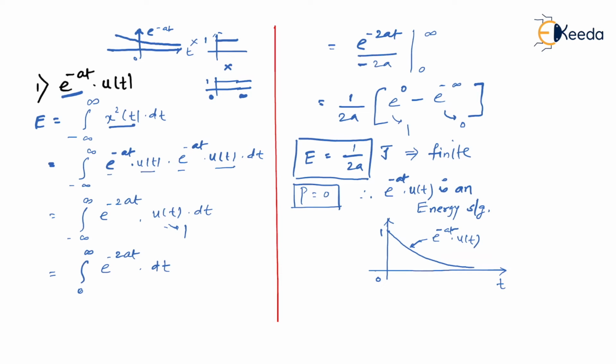Is that right? Of course, it is a negative exponential, therefore it is a decaying curve. And dot u of t indicates it is a right-handed signal. So only on the right-hand side you will get a decaying curve. And naturally it will start with 1 because at t equal to 0, it becomes e to the power 0, and e to the power 0 is 1.